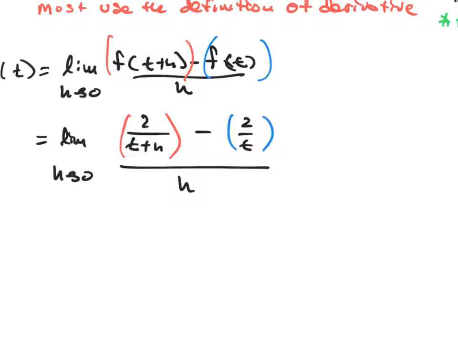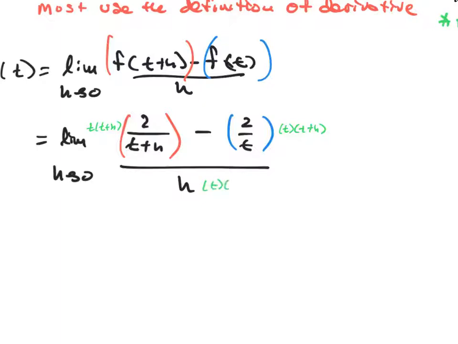I'm going to multiply everything times t and t plus h. So I'm going to multiply everything by t and t plus h. So if I multiply this by a t and a t plus h, I multiply this by a t and a t plus h, but I also have to do it on the bottom.